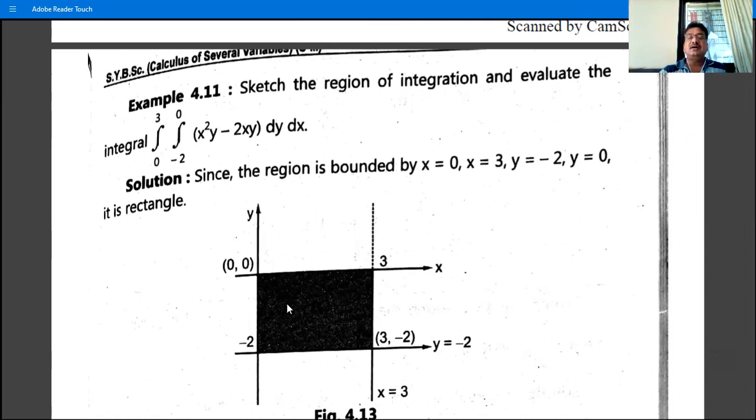We can sketch the region of integration from the values of the limits. The limits of x and y both are constants. Here the dy is first, so minus 2 to 0 is the limit on y, and this dx is after the dy, so 0 to 3 is the limit on x.